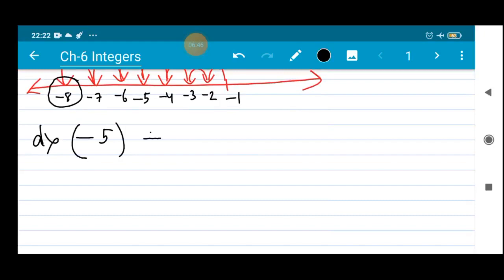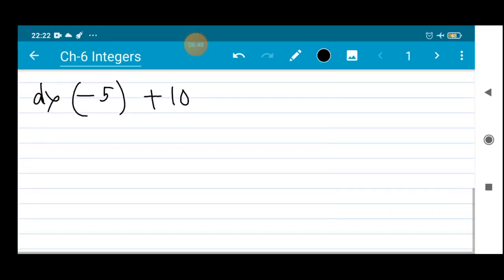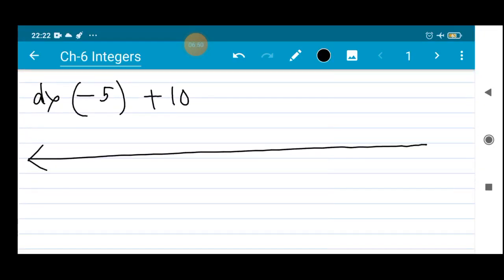Minus 5 plus 10. Okay, let's do this without adding first. So we are at minus 5 position, which means we have to move 10 positions forward. Why? Because here it is plus 10. Here we are at plus 10 position, that means of course we have to move to the right-hand side.